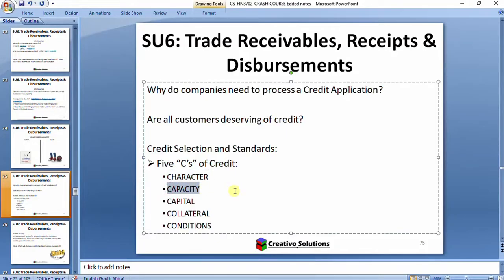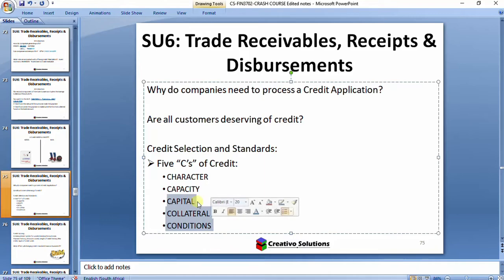Capacity, looking at the scope or the extent to which they can take out credit. Capital is more the quantity, how much. Collateral, do they have assets that can be taken in the event of them defaulting? And then conditions would be the terms and conditions that relate to that agreement. Character and capacity are quite similar actually, looking at the individual, the person, the credit profile, the credit history, etc. And then these others are more specific, like sections in the agreement.